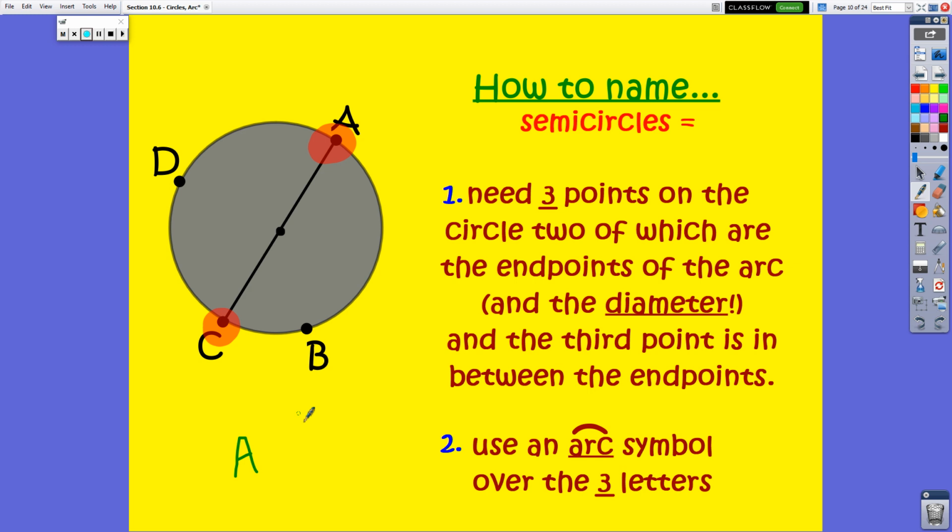So let me put a little bit of space between the A and the C. So if I wanted to talk about this arc AC, then my middle letter would have to be the B. And this would be arc ABC, semicircle ABC, right? But if I wanted to name the other arc instead, this arc that goes up across, then I would call this arc ADC with the arc symbol over it. So only minor arcs use 2 points. Major arcs and semicircles both use 3 points.